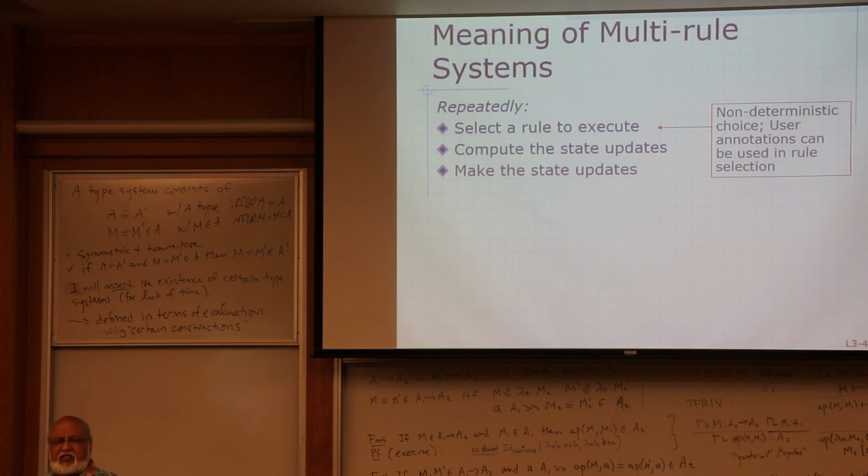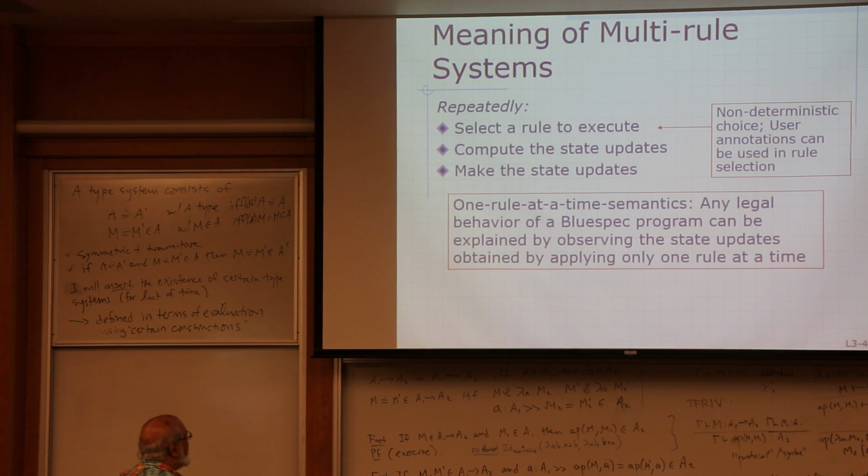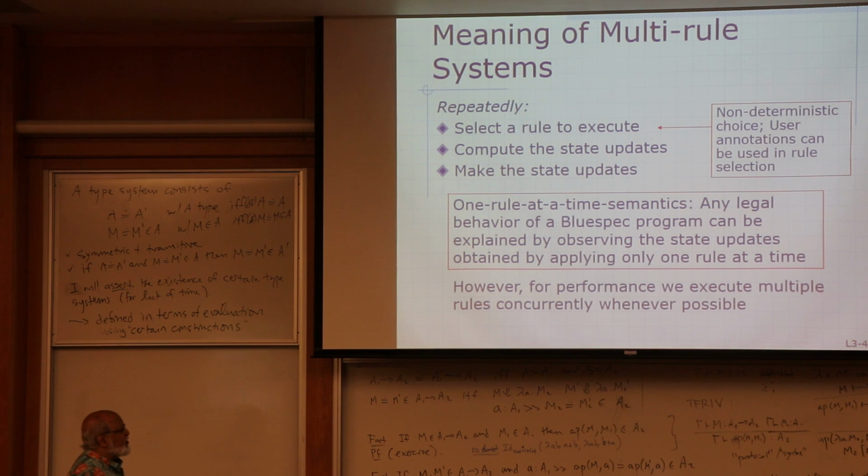Rule firings must be serializable, right? That's the idea. One rule at a time semantics: the legal behavior of a Bluespec program can be explained by observing the state updates obtained by applying one rule at a time. And of course, from an implementation and performance point of view, we want to execute multiple rules at the same time. So when can we do it? We can do it as long as we don't violate one rule at a time semantics. So let's get into that.